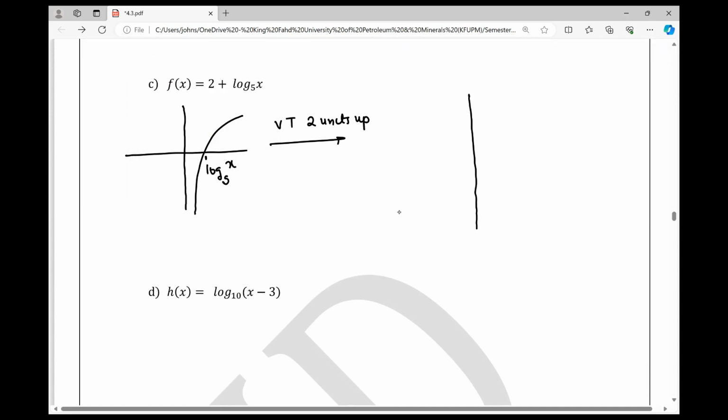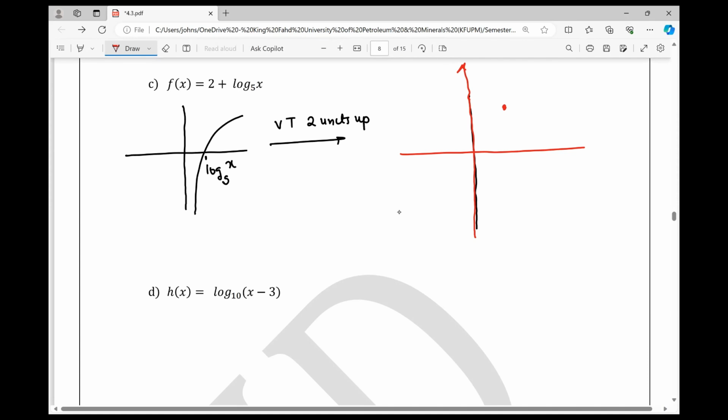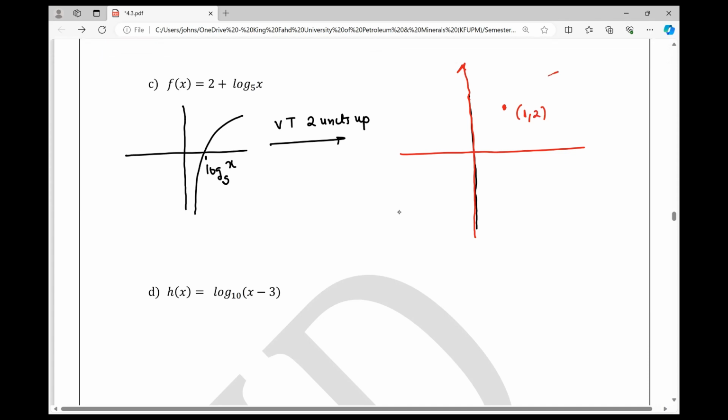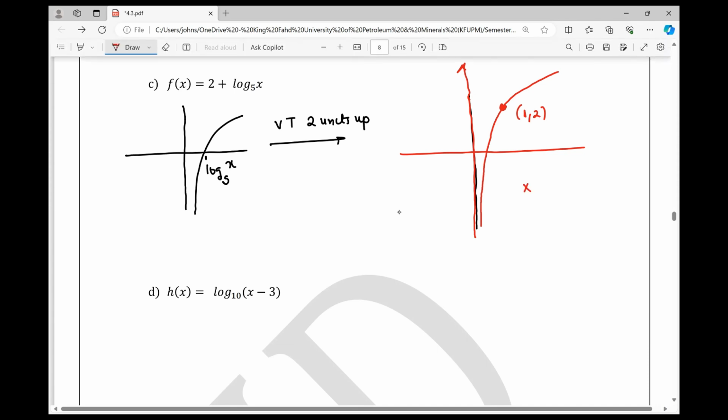Because this point is 1, if you take it upward 2 units, it's going to be here. So this point is going to be 1 and 2, right? And then you're going to cut somewhere here. But you see that our horizontal asymptote does not change, but what will change is our x-intercept. So what will be the x-intercept? We need to find the x-intercept.